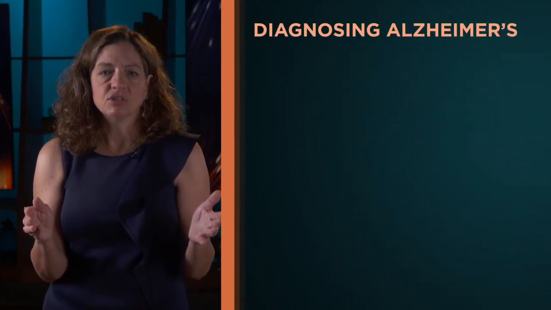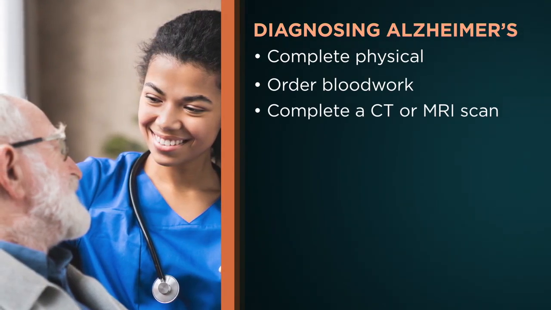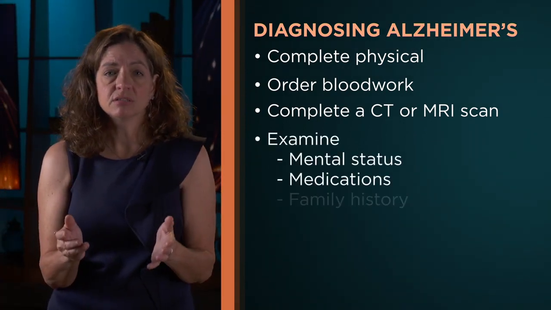Alzheimer's disease is typically diagnosed through the process of elimination. If a patient is exhibiting possible symptoms, a primary care physician will perform a complete physical, order blood work, perhaps conduct a CT or MRI scan, and examine the patient's mental status, medications, and family history. Once other diagnoses have been eliminated, a diagnosis of probable Alzheimer's disease is given. Alzheimer's disease is typically only confirmed through autopsy by counting the number of plaques and tangles in the individual's brain.